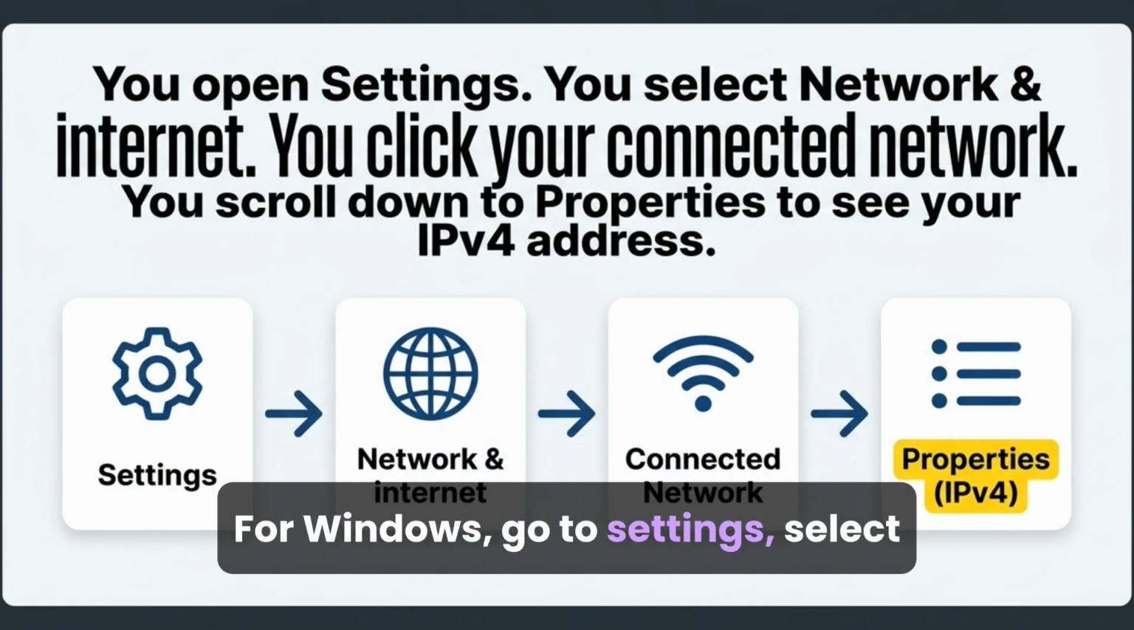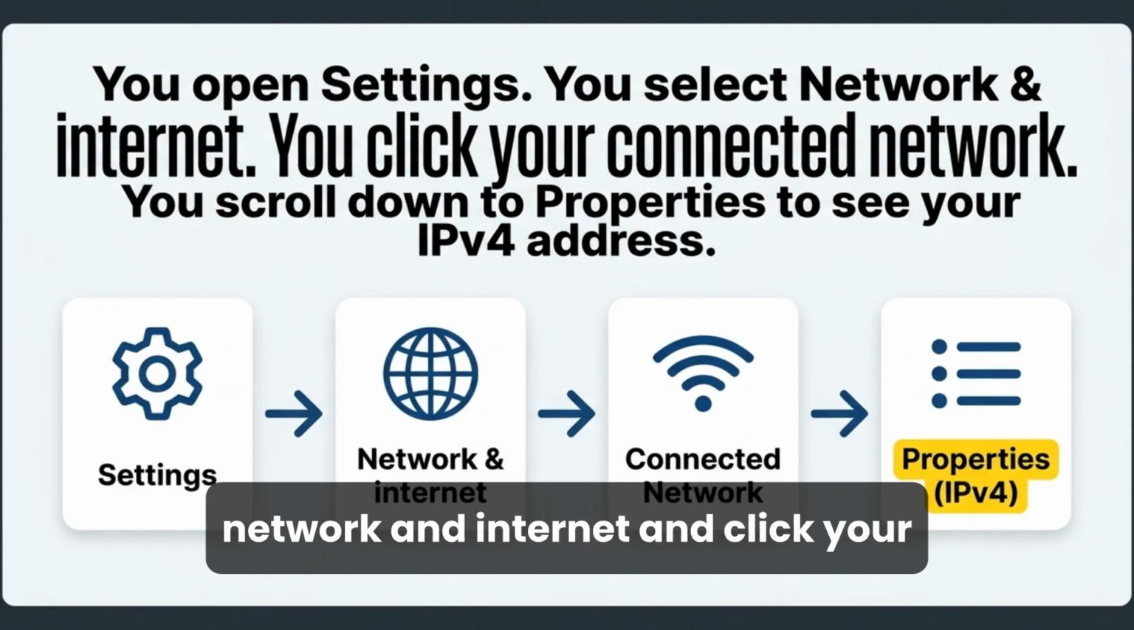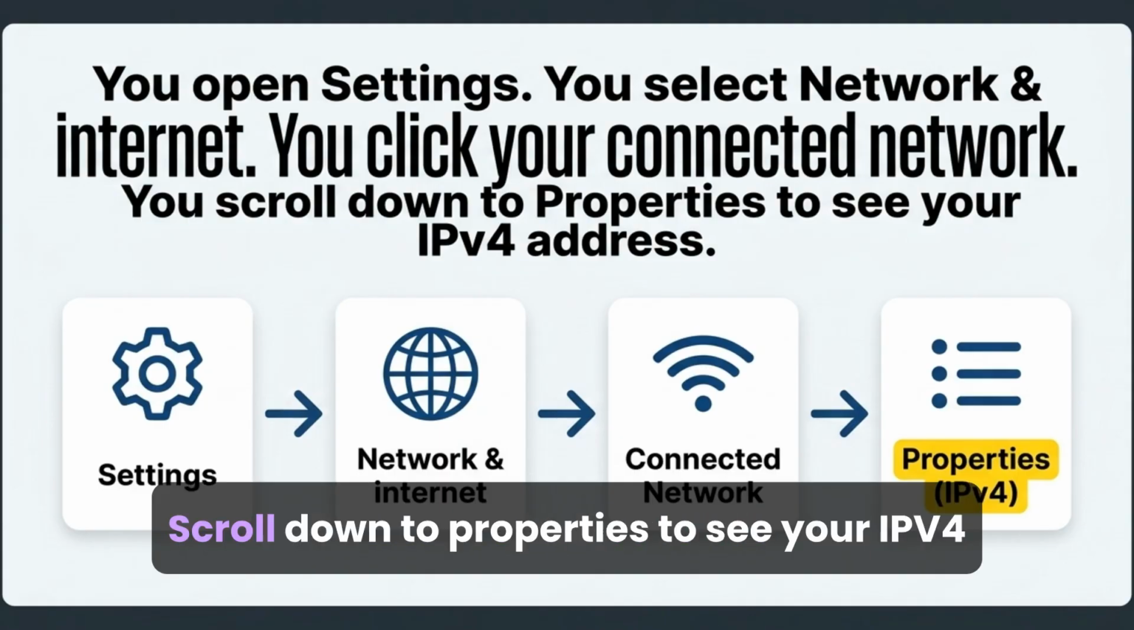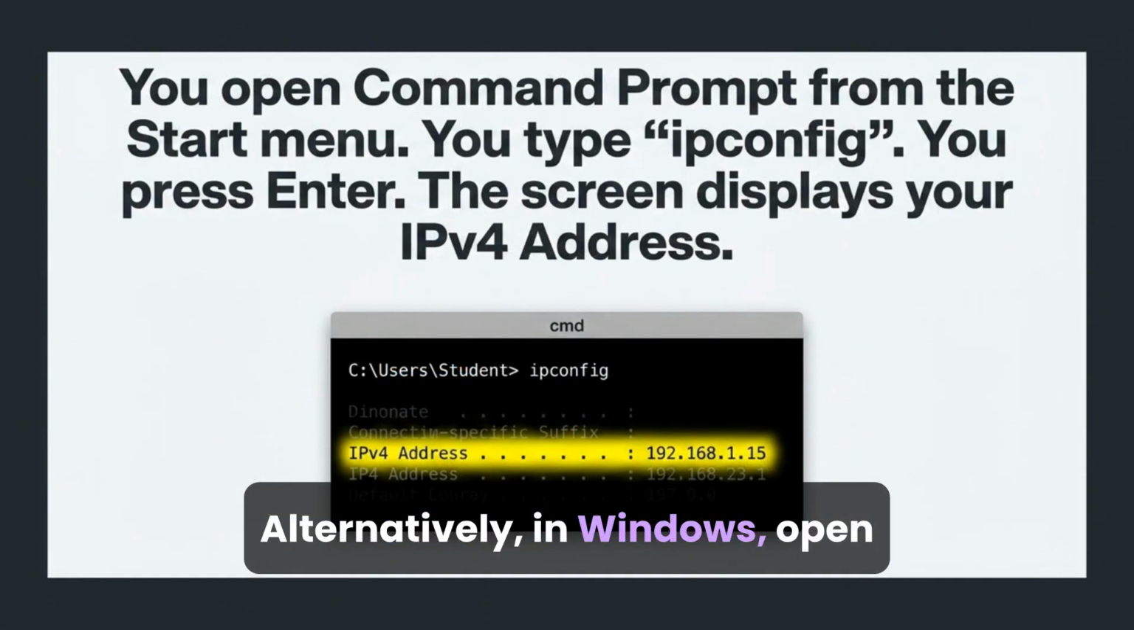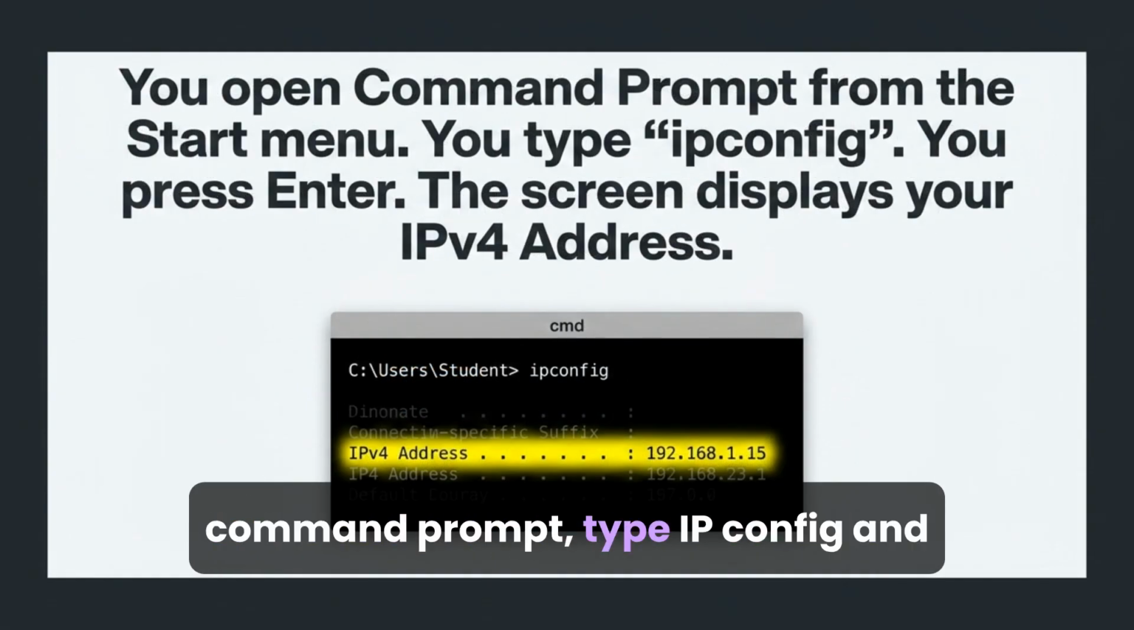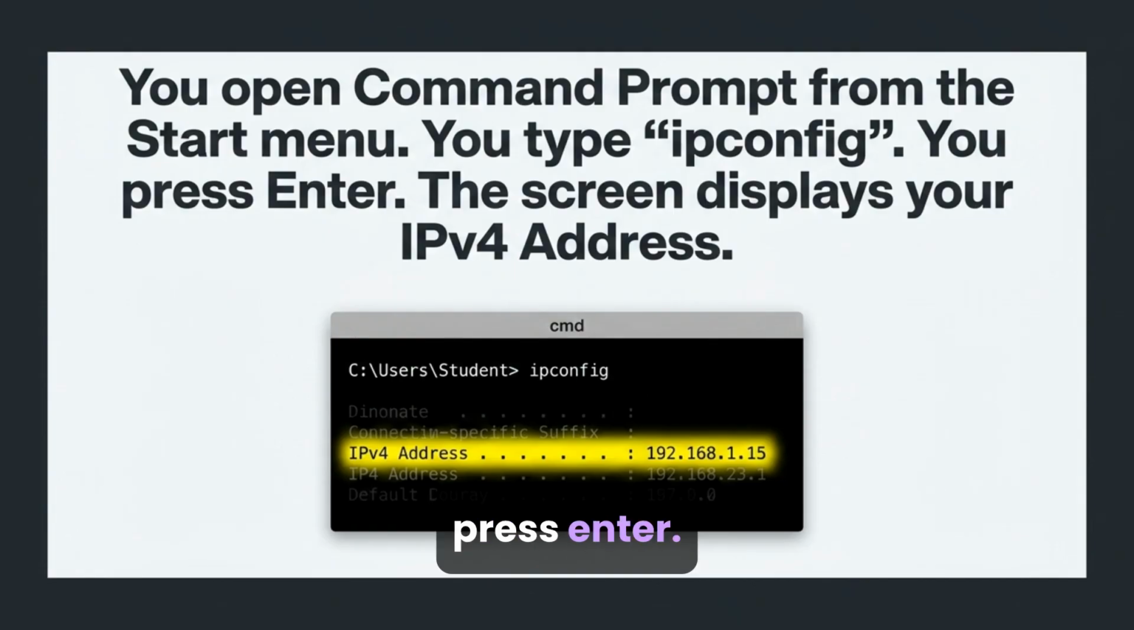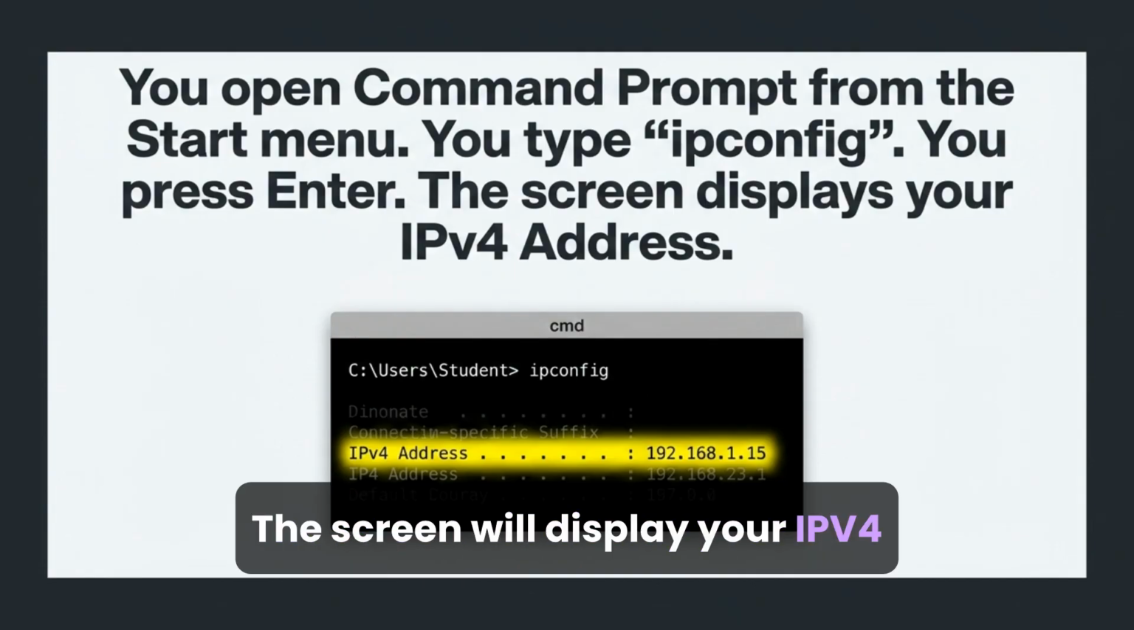For Windows, go to Settings, select Network and Internet, and click your connected network. Scroll down to Properties to see your IPv4 address. Alternatively, in Windows, open Command Prompt, type ipconfig, and press Enter. The screen will display your IPv4 address.